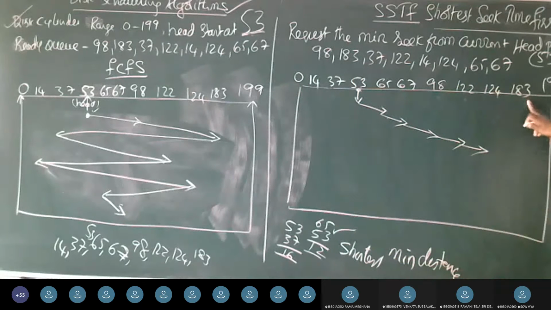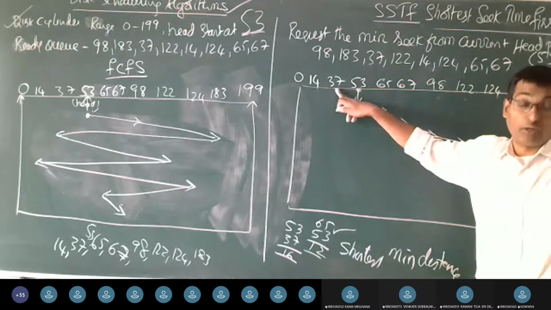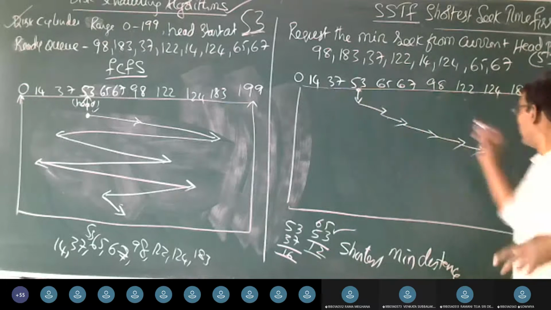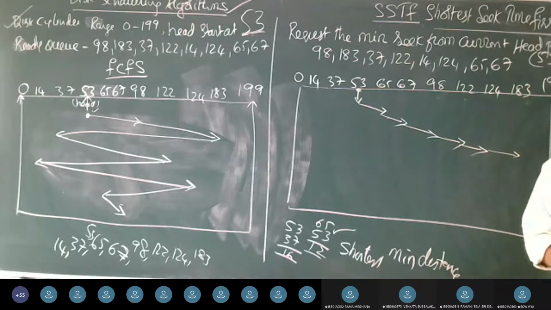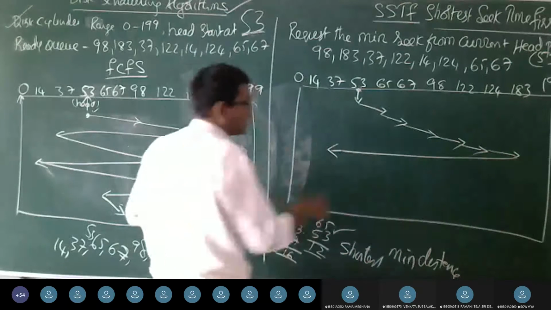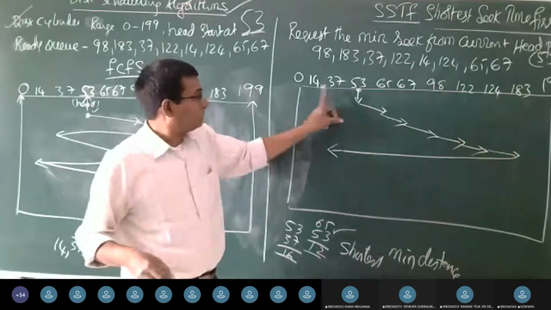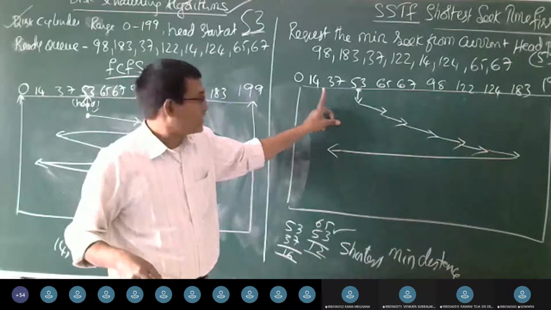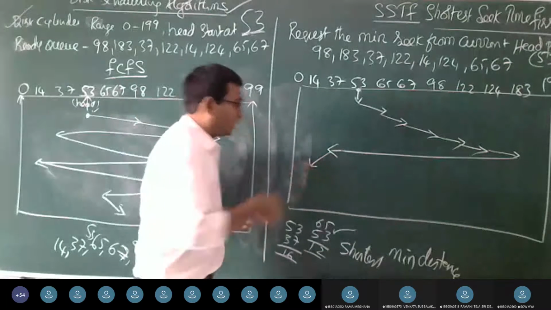Next, 122 to 183, it is around 40. But if it is 37, it is around 120 distance. So it goes to 183. Then there is no other option. Now it goes to 37. Right? Again, from 37, what was the distance here? So it goes to 40.